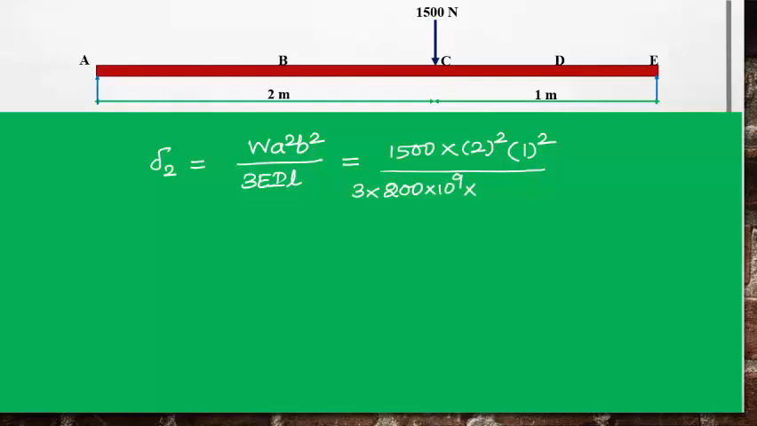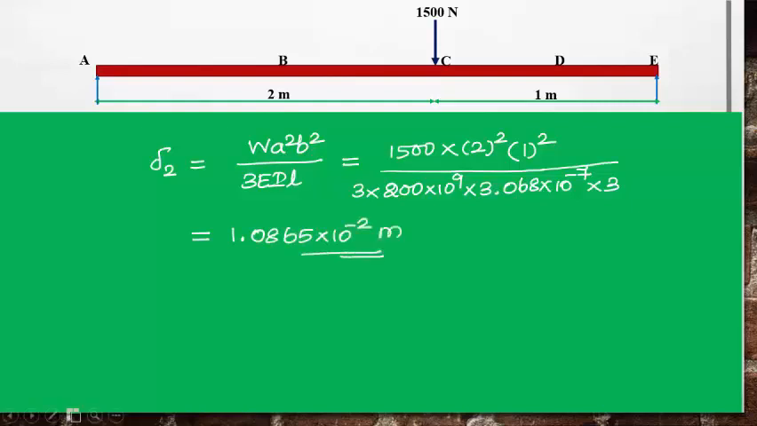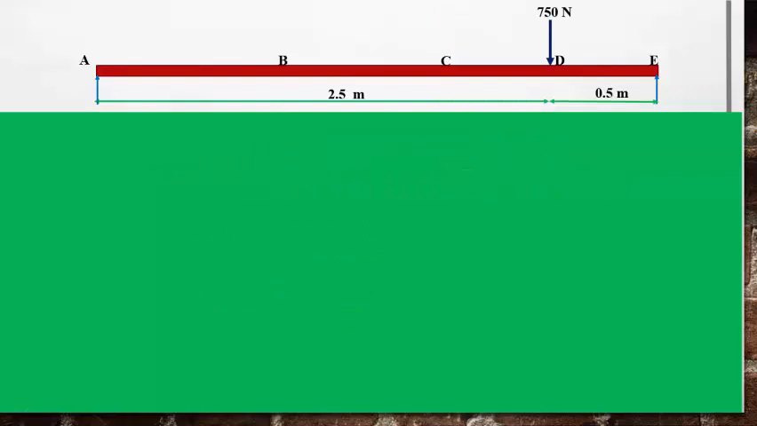The I value is 3.068 into 10 power minus 7 into the length of the shaft, 3 meter. By calculating this, we get the value of del 2 as 1.0865 into 10 power minus 2 meter. In millimeter, the value of del 2 is 10.865 millimeter.